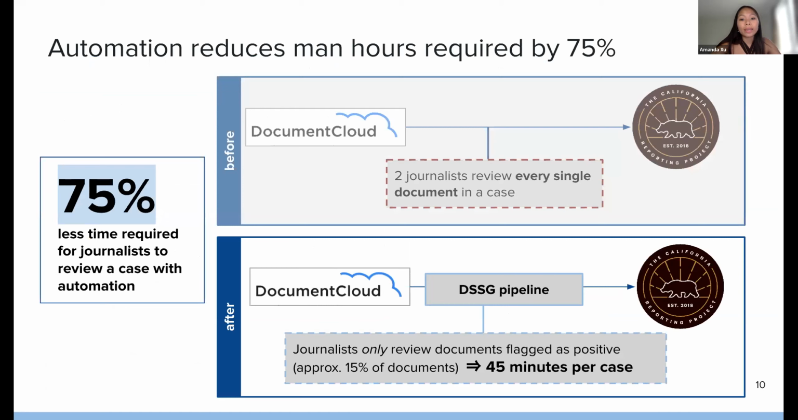Ultimately, after we build our automated pipeline, we find really good results. Essentially, now journalists only have to review documents that are flagged as positive, which is about 15% of the total documents. And this reduces the total time it takes to review a case from about 3.5 hours to now just 45 minutes per case. And so we estimate this to be a 75% reduction in how much time it would take the journalist to review a case after automation.